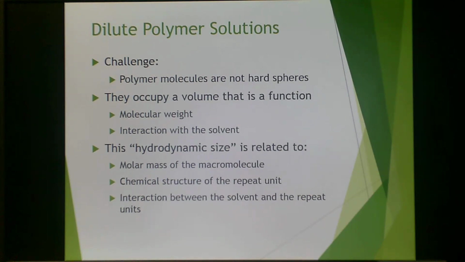When we are dealing with a dilute polymer solution, the challenge we face is that a polymer molecule is not a hard sphere, like, say, discrete particles. They occupy a volume that is a function of both molecular weight and interaction with the solvent. And this is a function of hydrodynamic size. And this hydrodynamic size is related to the molar mass of the macromolecule, the chemical structure of the repeat unit, and the interaction between the solvent and the repeat units. So this is different than a hard sphere.